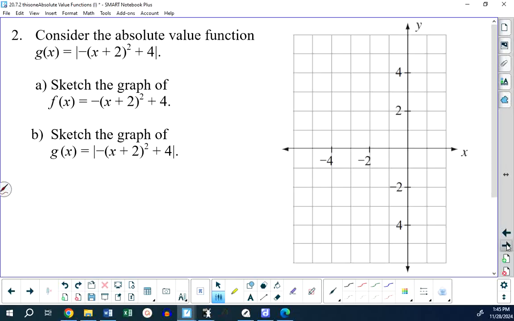Let's just learn with this one. I don't think we need to draw this. Let's use our graphing calculator to look at f of x, and then we'll put in g of x, make a prediction as to what it should look like, and then answer the rest of the questions.